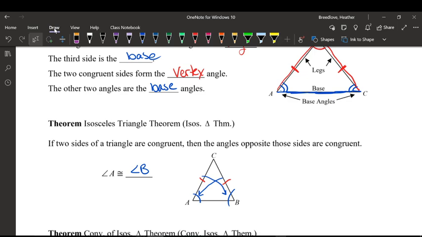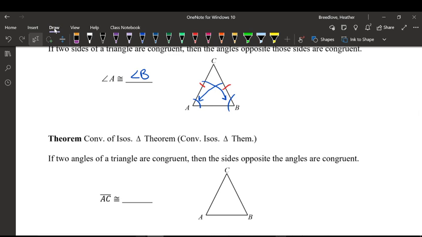Okay, so the converse of that is basically saying it in the other direction. It's going to say the same thing but in the other direction. So if two angles of a triangle are congruent, so A and B are congruent, then the sides opposite of the angles are congruent. So that means if you have two congruent angles, the side that is directly across from each are going to be congruent. So depending on what you have given to you, you can use either one of these theorems. So AC is congruent to BC. So if you're given the sides, then you know the angles are congruent. If you're given the angles, then you know the sides are congruent.